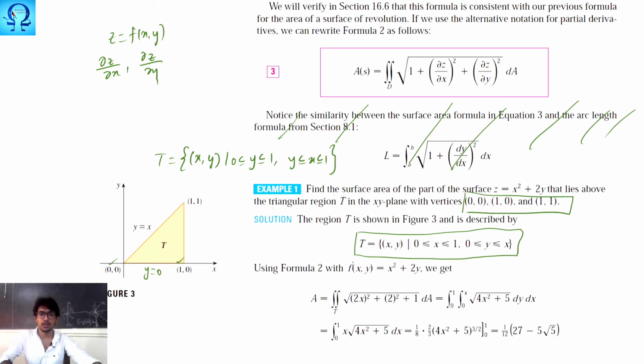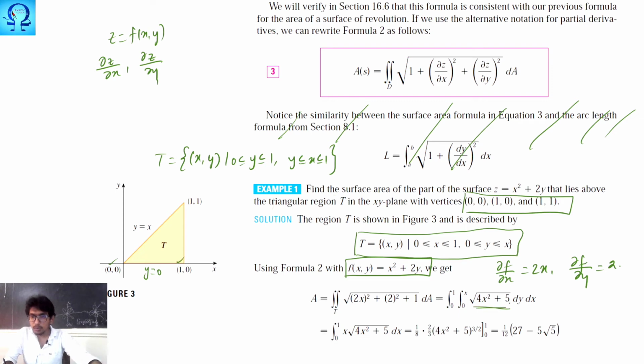Let us do it. The given function is x squared plus 2y. So from this, your del f upon del x is going to be simply 2x, and del f upon del y is 2. So we put them inside that: square root of 2x whole square plus 2 square plus 1, multiplied with dA. Your dA is simply dy dx, because first y involves a variable quantity, so it is dy dx. We have this one.